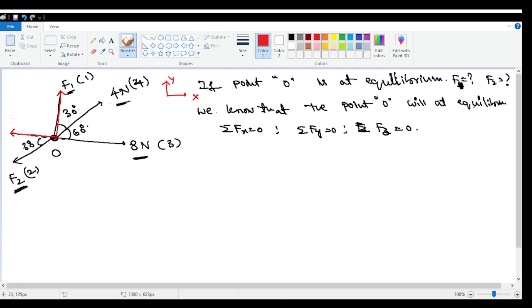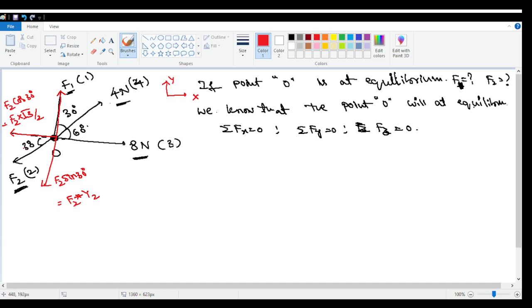What about the component of this force along the x direction? F2 cos 30 degrees. Cos 30 degrees is equal to root 3 by 2. F2 cos 30 degrees, that is equal to root 3 by 2 times F2. Now, come to the vertical direction. The vertical component of F2 is equal to F2 sin 30 degrees. F2 into sin 30, which is equal to 1 by 2. Okay, let me write this one.